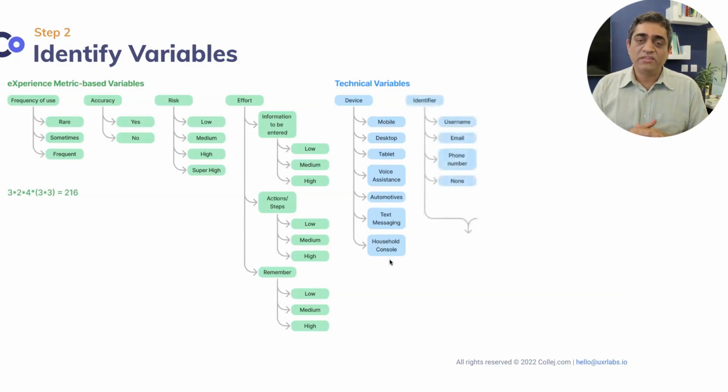The next one is identifier. Well, how would you identify yourself to the system? How would they know who you are? So it could be a username, or it could be your email, or it could be a telephone number, or in some cases, you might not even have an identifier. So that's an interesting one. Now, let's go on to the next one.